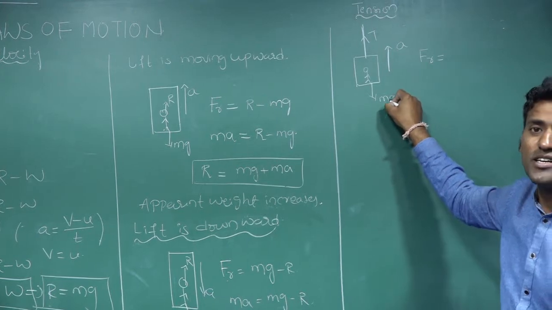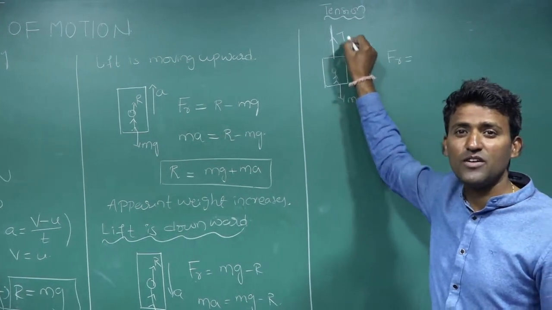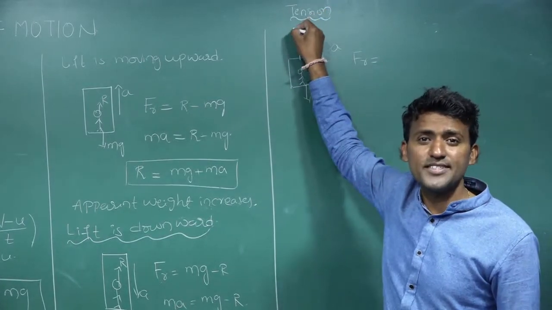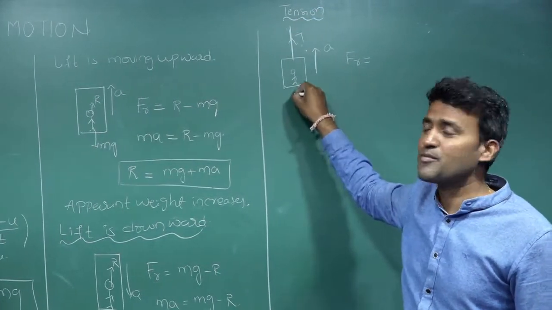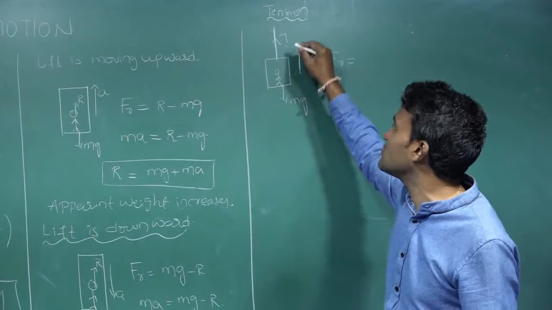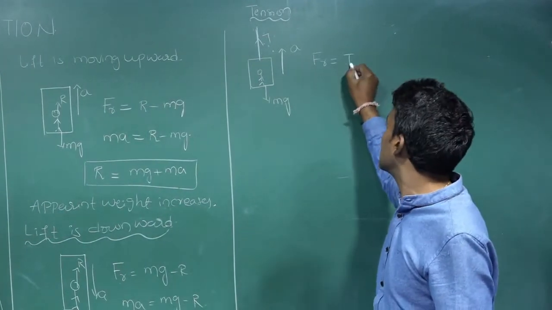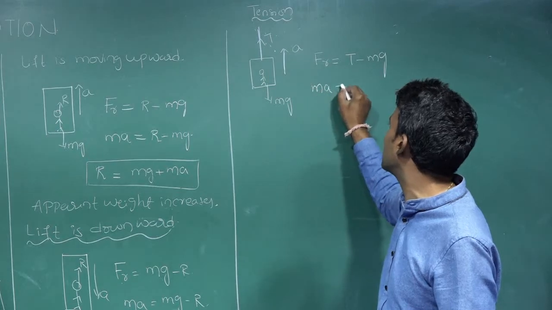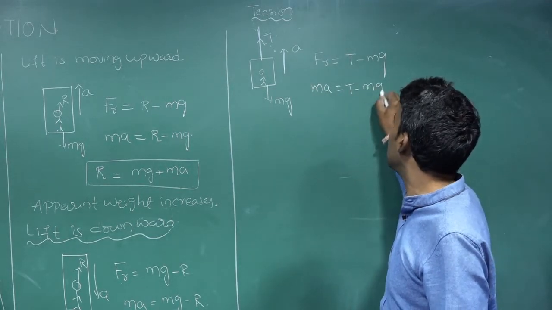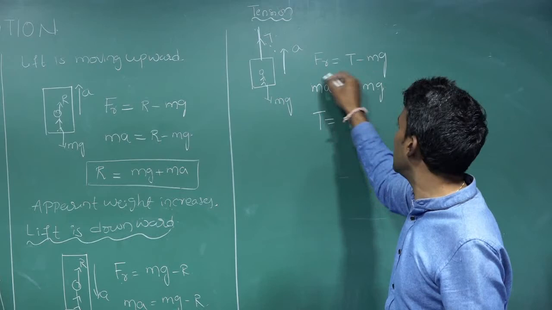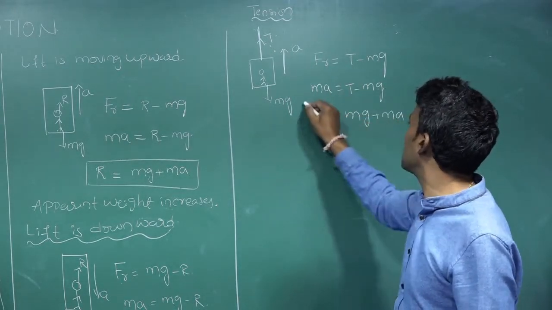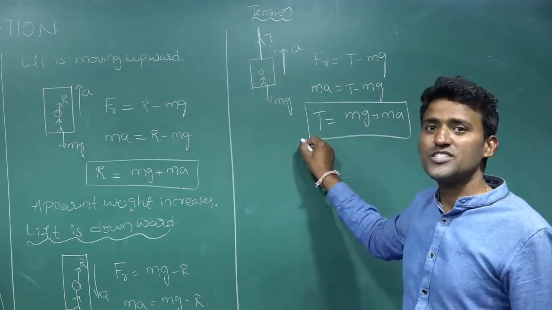Why do we have to write this? Because the object is going upward. When the object is going upward, the upward force is greater than the downward force. So the resultant force ma is equal to T minus mg. Then T is equal to mg plus ma, taking mg to this side. So the tensional force increases.